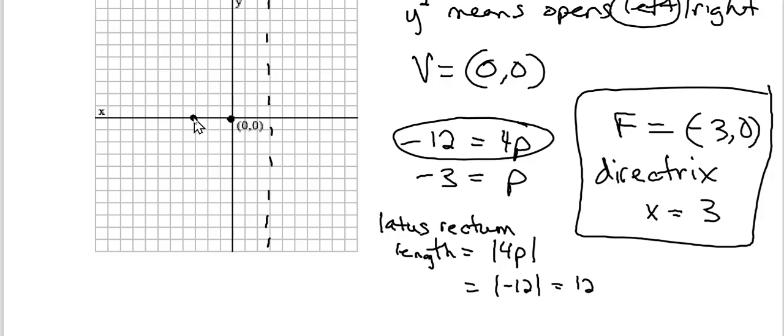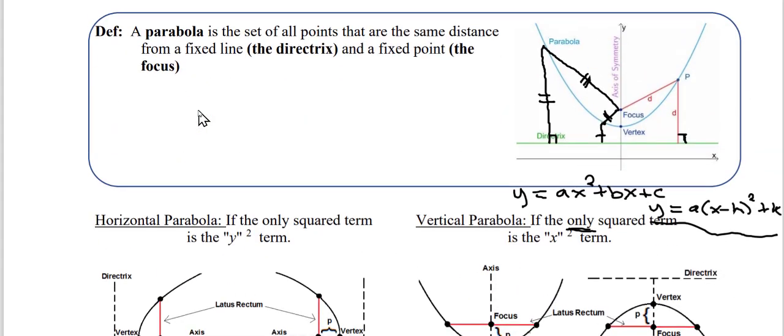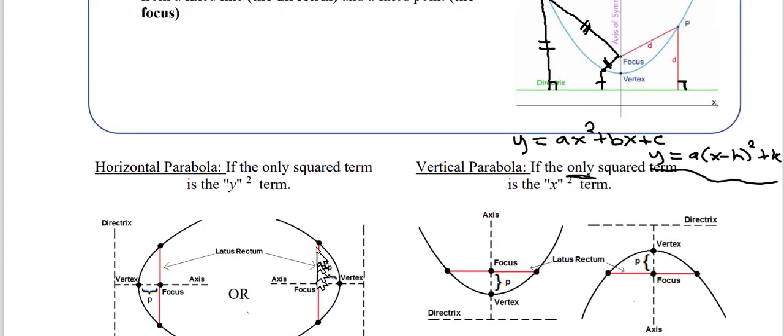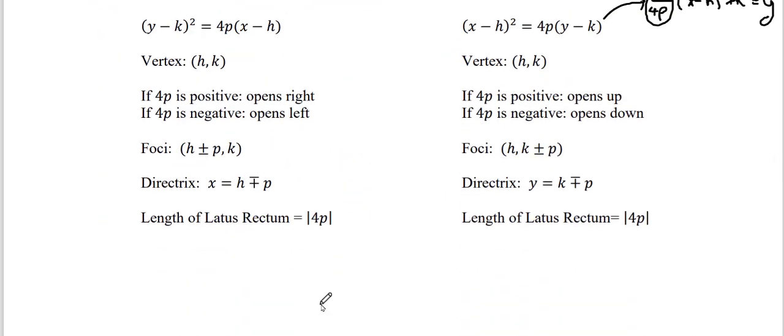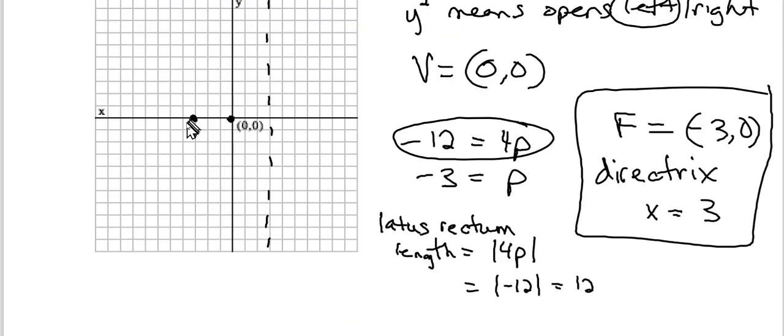So from the focus, notice on our picture here, just to give you a real clear picture, we're opening to the left, so we're talking about this. The latus rectum goes through the focus. So from the focus, I'm going to go up 6. 1, 2, 3, 4, 5, 6. And down 6. 1, 2, 3, 4, 5, 6. Six because it's 12 total, so 6 each direction. And so then draw a nice parabola from that.